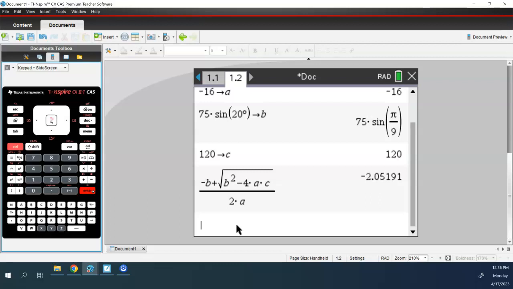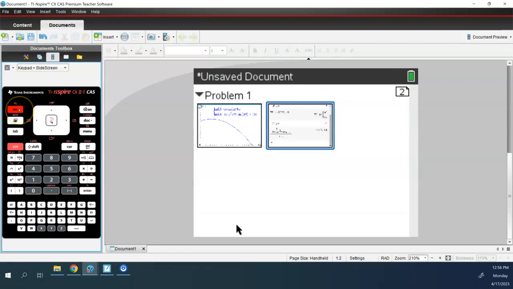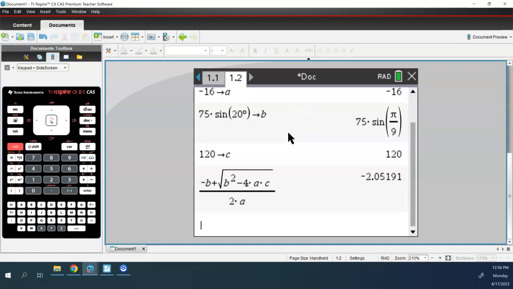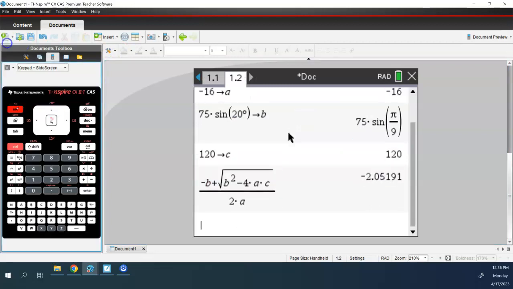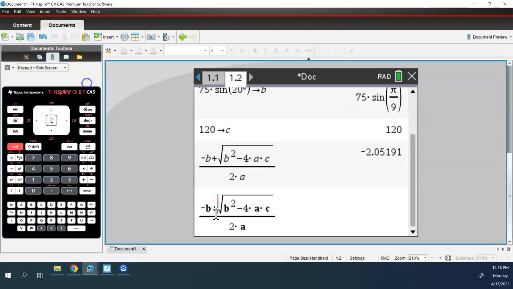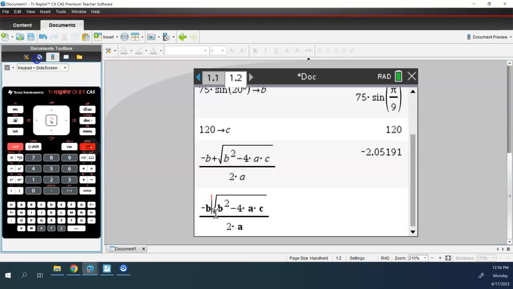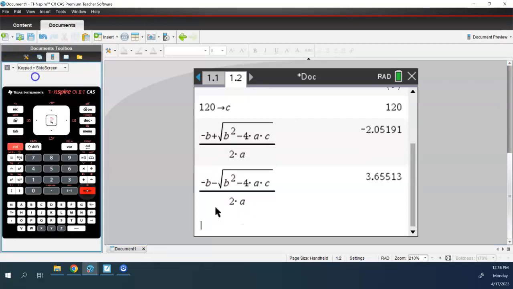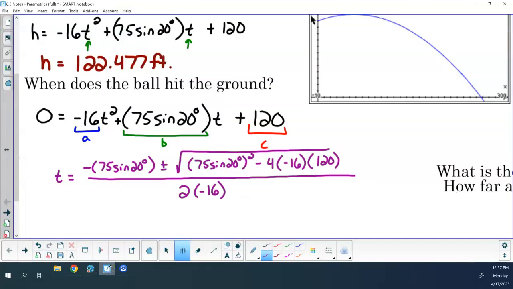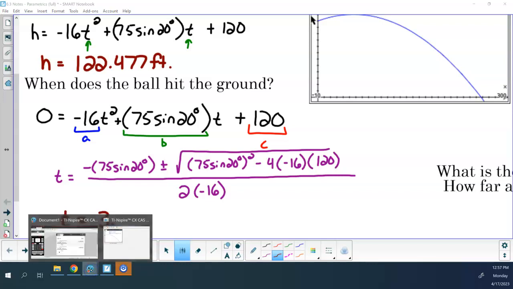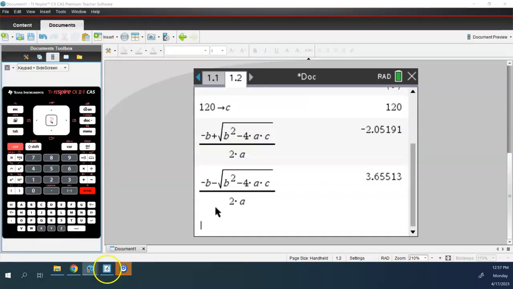So then, let's go over here and use the keyboard. It's much faster. I can copy that down, and I can just change this to a subtraction sign, and I get 3.65513 seconds. So that's algebraically how I would solve for when the ball hits the ground. It hits the ground at t equals 3.65513.